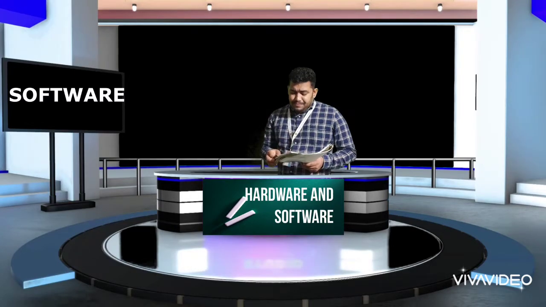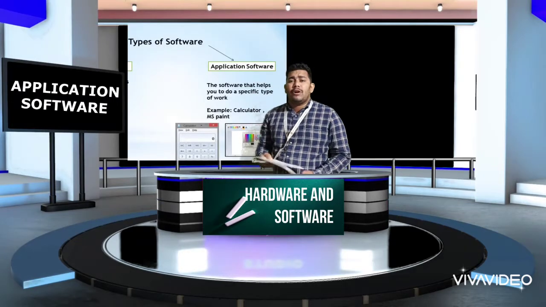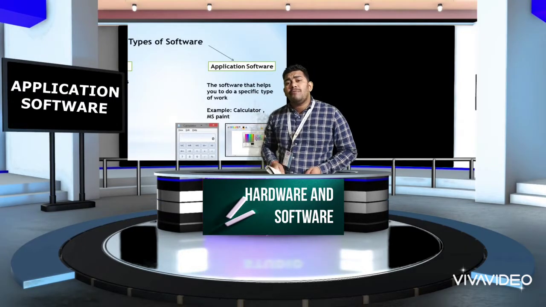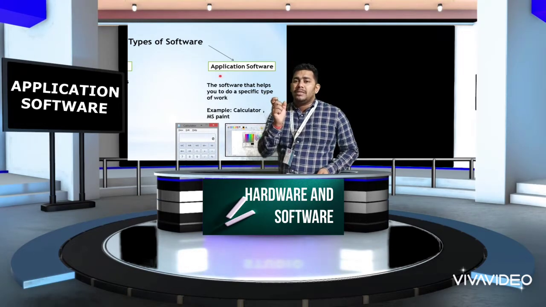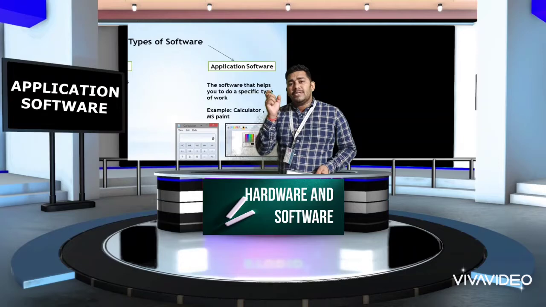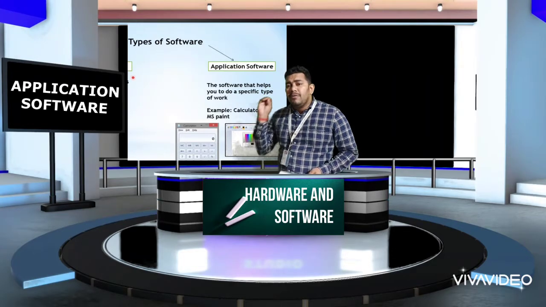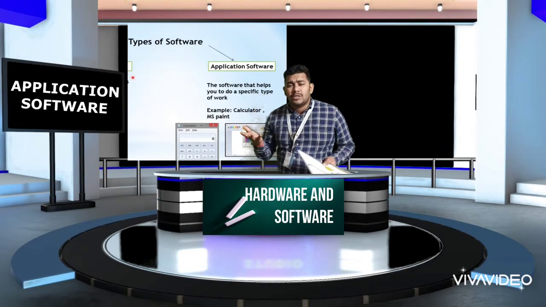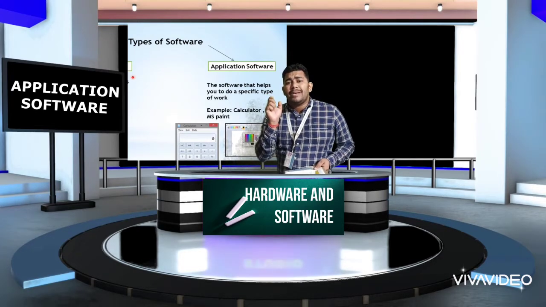Next is your application software. What is application software? Application software is that which does a specific work. Suppose a television: its specific work is to provide videos, what you watch. But what is the specific work of a calculator?